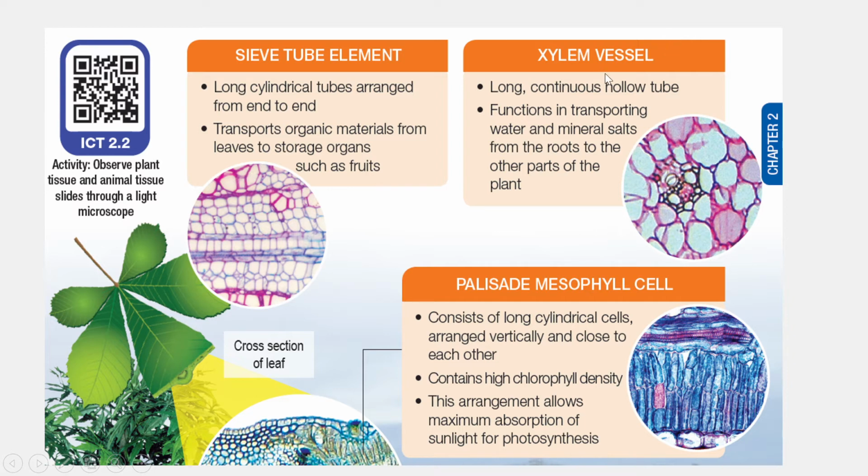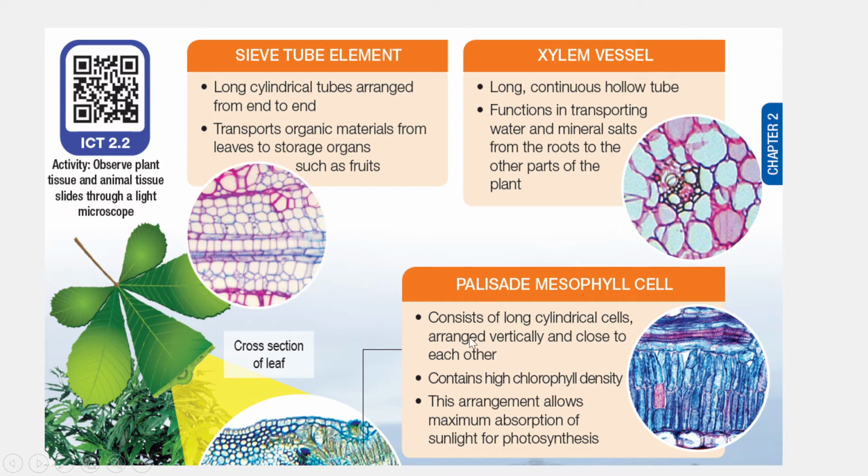For xylem vessels, it is a long continuous hollow tube meant for transporting water and mineral salts. Since water and mineral salts are absorbed from the bottom, that means it is from the roots to the other parts of the plant. There is another new term maybe for you right now, mesophyll. So the palisade mesophyll cell is located right underneath the epidermal cell in the cross-section of the leaf.